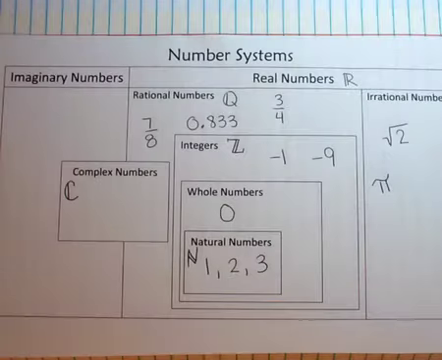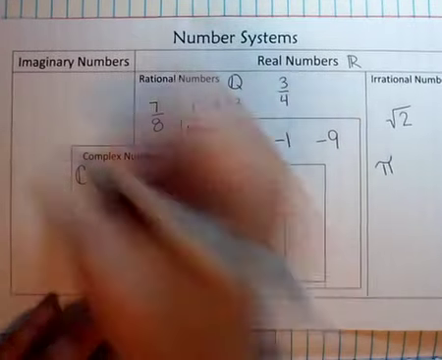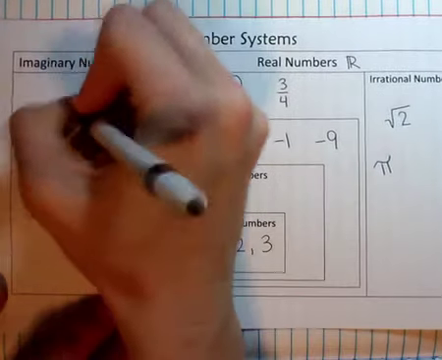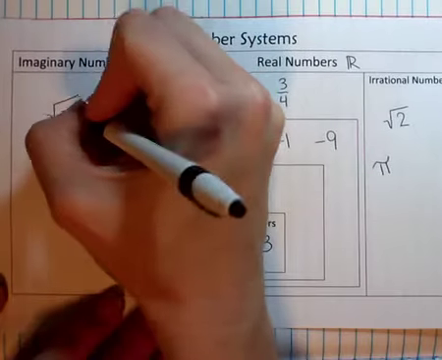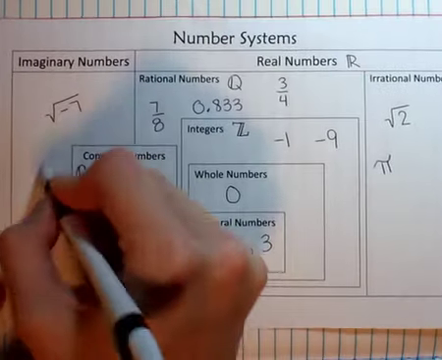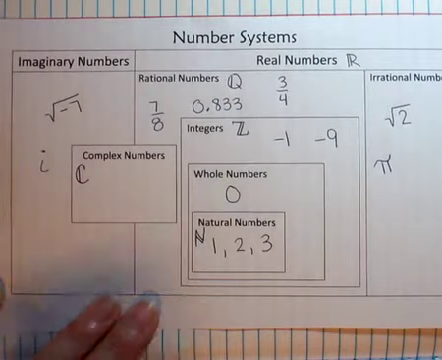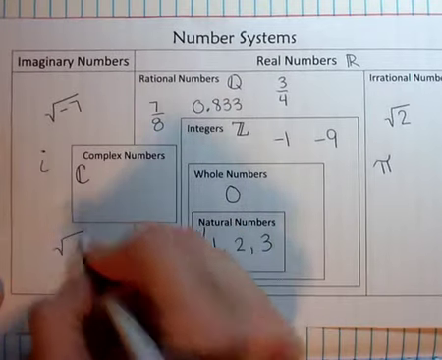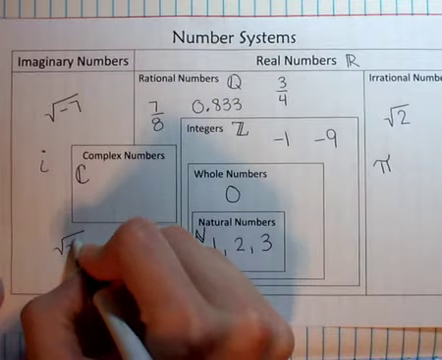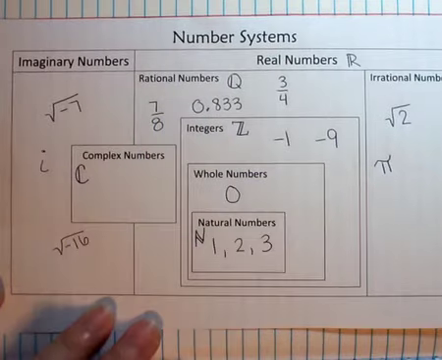We've already filled in all of the real numbers, and now we've started talking about imaginary numbers. So let's put in some examples for imaginary numbers. For example, imaginary numbers are numbers like the square root of -7. We use the symbol i, a cursive i, to represent imaginary numbers. Or a number like the square root of -16 is an imaginary number.